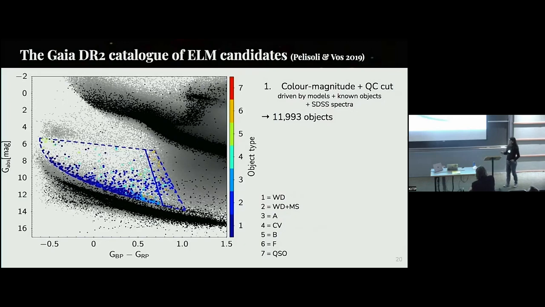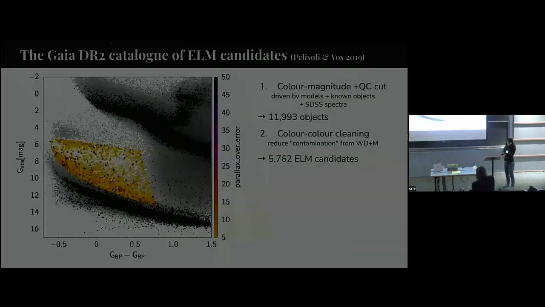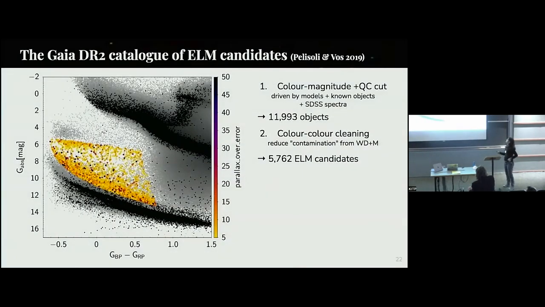But in this region here, it's not only ELMs, it also contains canonical white dwarfs with M dwarf companions. So the next step was to do some color cleaning to separate the sample. So for example, I used W1 minus W2, and here the colored symbols are in red CVs and in blue detached white dwarf and M dwarf binaries. And you can see that they typically have W1 minus W2 larger than 0. You can see the two peaks in the distribution here. So I just selected the ones on the other side. And doing this color cleaning, I ended up with just short of 6,000 ELM candidates, shown here color-coded by parallax over error.